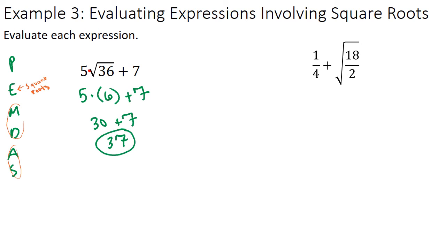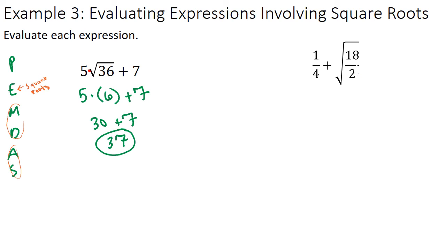Then as we look at this next one over here, we have 1/4 plus the square root of 18 over 2. Well, 18 is not a perfect square, and 2 is not a perfect square, so we don't want to move our square root symbol out and take the square root of 18 and the square root of 2. Instead, what we can see is that we can take this fraction that appears inside of this radical sign and simplify it.